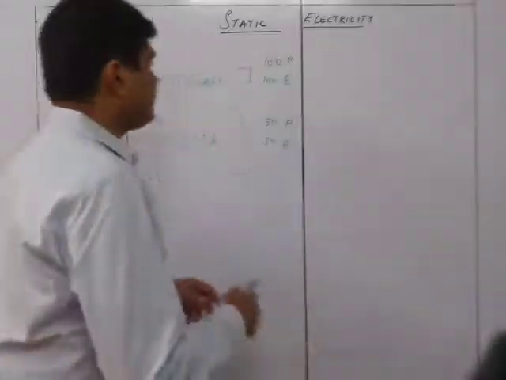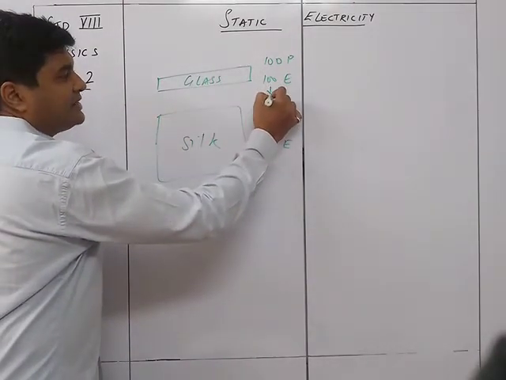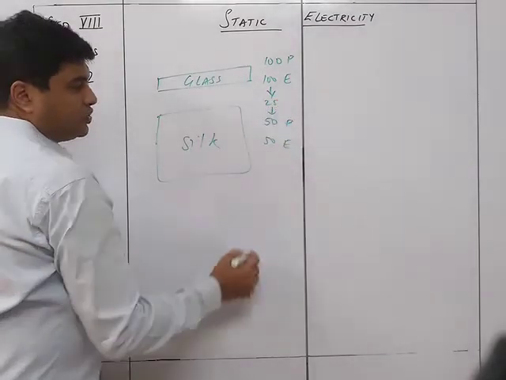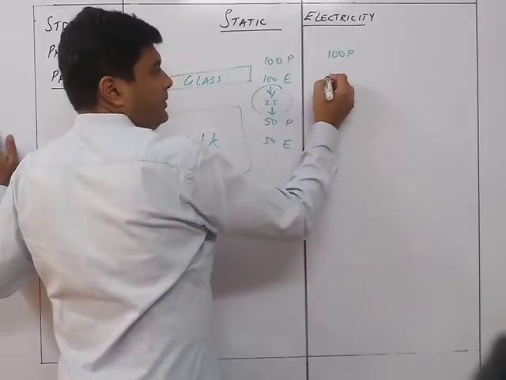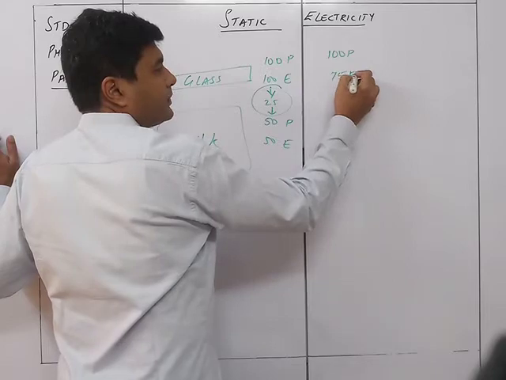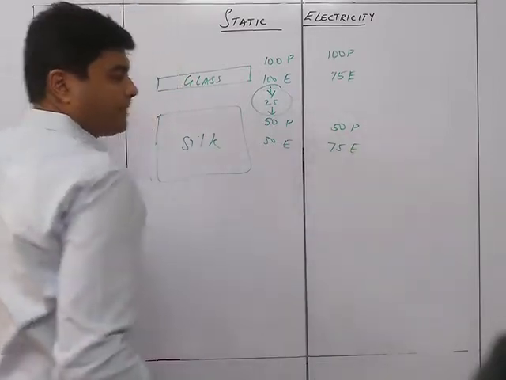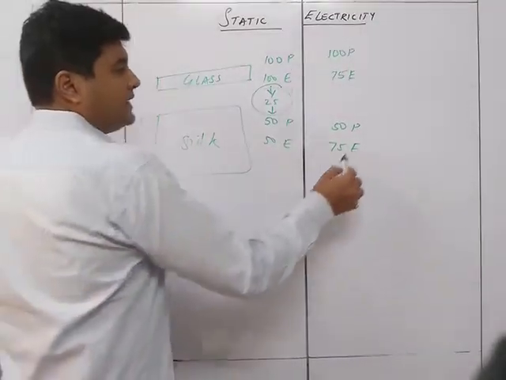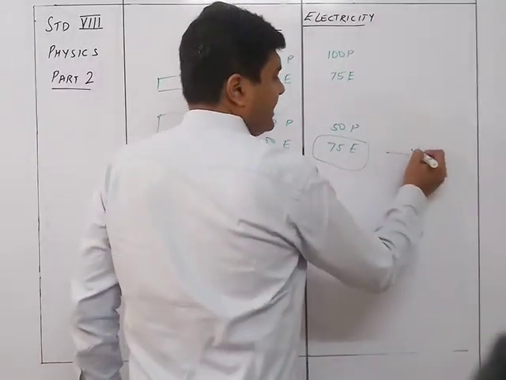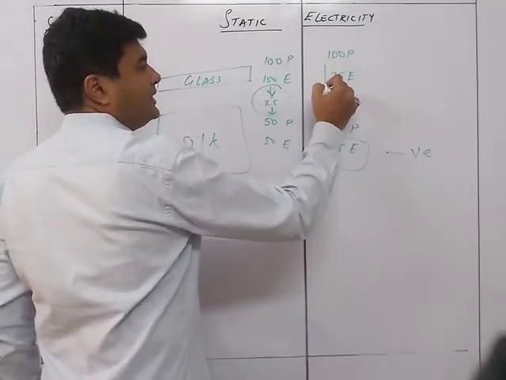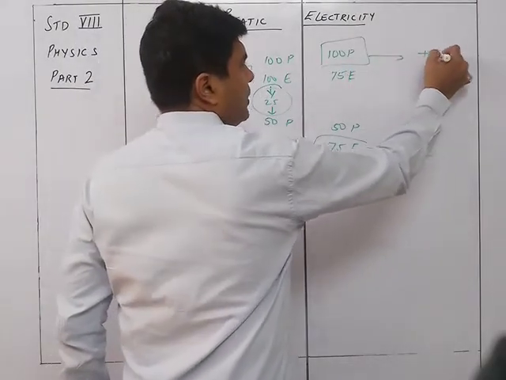Now when I rub them together, let's say 25 electrons move from one to the other. So on rubbing, the number of protons remains 100, but the electrons become 75. And over here the protons are still 50, but the electrons have also become 75. So it is seen that here the electrons are more, hence it gives a negative charge, and over here the electrons are fewer, so the protons are more, hence it gives a positive charge.